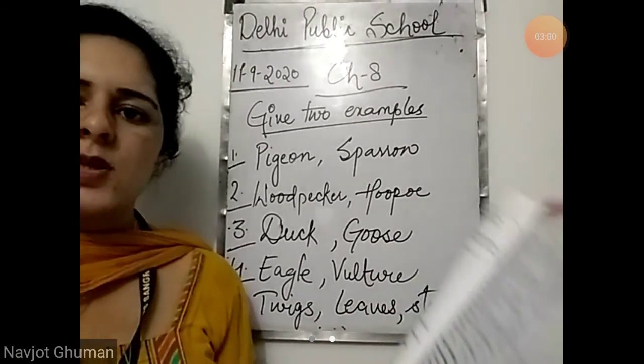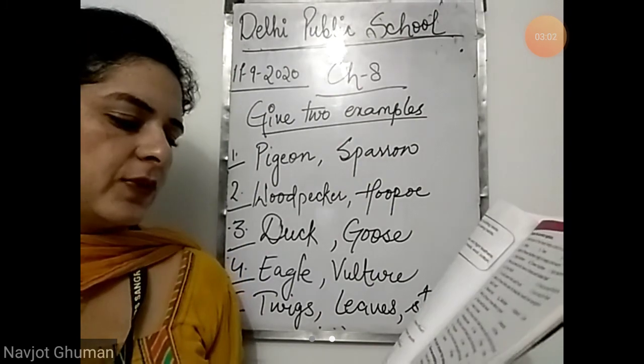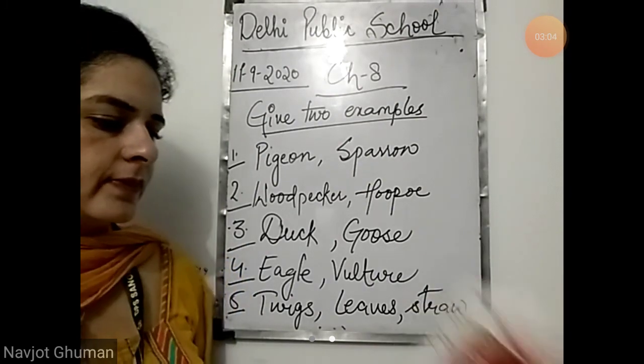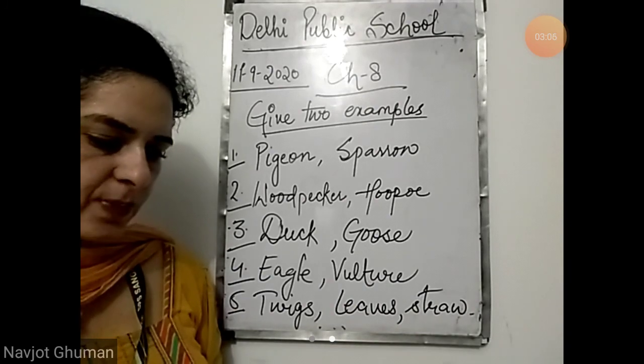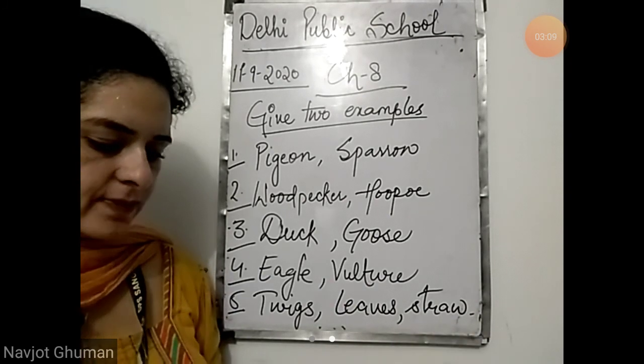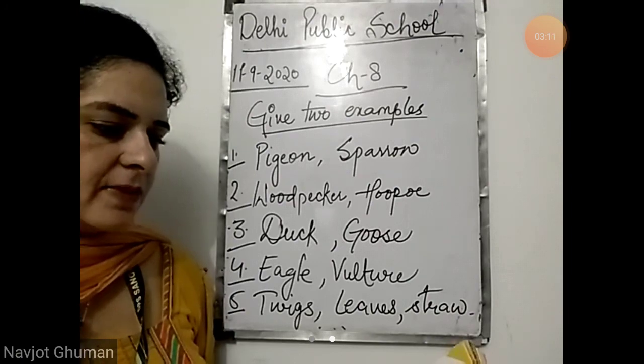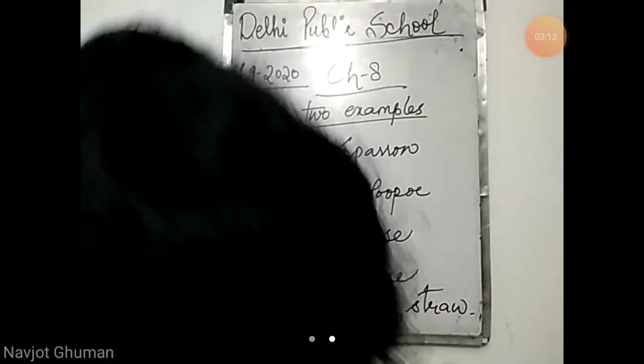Next comes the question answers that you will get in the form of a worksheet. Come to the next page, page number 86. Here comes our Let's Recall. Let's start.